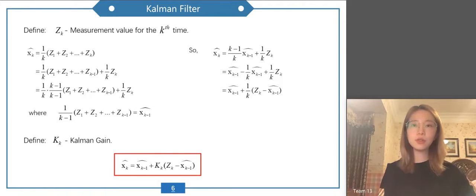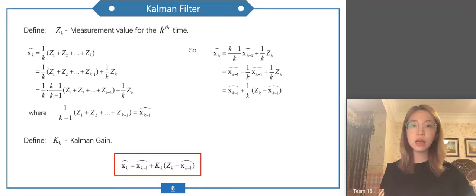Then we introduce the basic idea of the Kalman filter. We define Zk as the kth measurement result. In order to estimate its actual value, we need to start with its average value. And we define xk hat as an estimate value. After some simple calculation, we can get the equation shown on the right side. Then we define Kk as 1 over k. We get the final core equation of the Kalman filter, which is marked with a red box here.